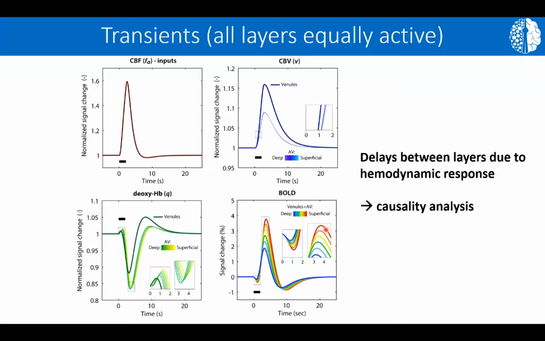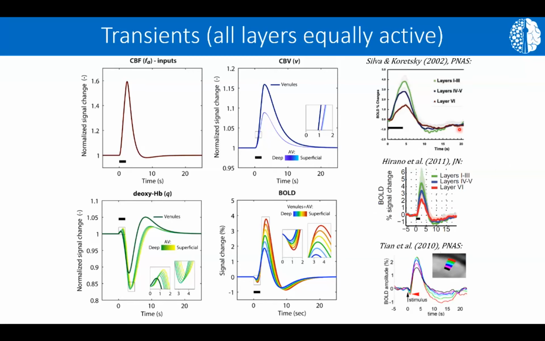Now, this will have consequences when you do connectivity analysis. For example, if you do Granger causality, which relies on temporal relationships between different layers and different brain areas. If one layer is 0.5 seconds earlier than another layer, this might be already due to vasculature. So that's something, again, that such models can point us to certain explanations of observations.